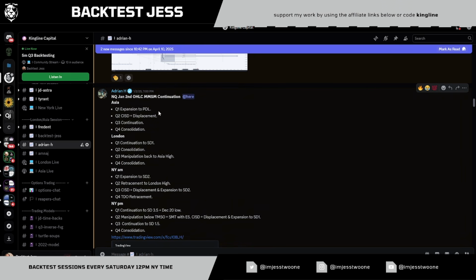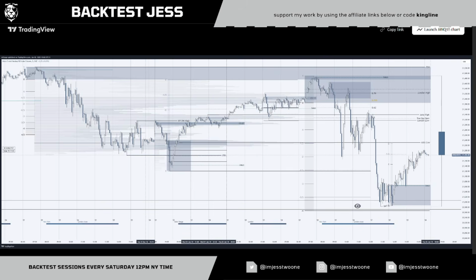We have an expansion to previous day low, a change in state delivery in Q2, Q3 continuation, Q4 consolidation. This is the trade that he took right here. This is a review of the entire day after he shared his trade review with you. So we expanded into Q1, then we have a confirmed Q2 manipulation because that's when we have this change in state delivery here. Although we expanded down during Q1, we didn't get the close above for the CSD happening during Q2.